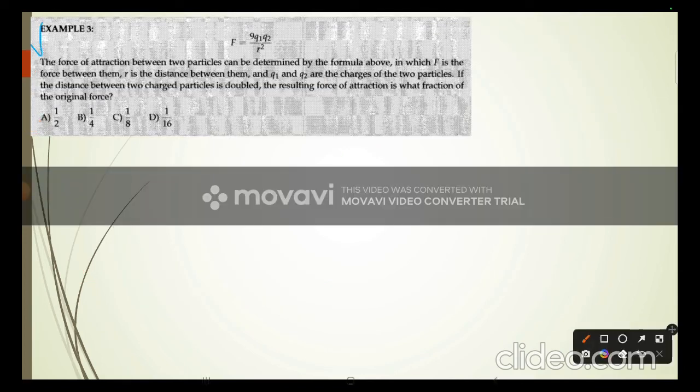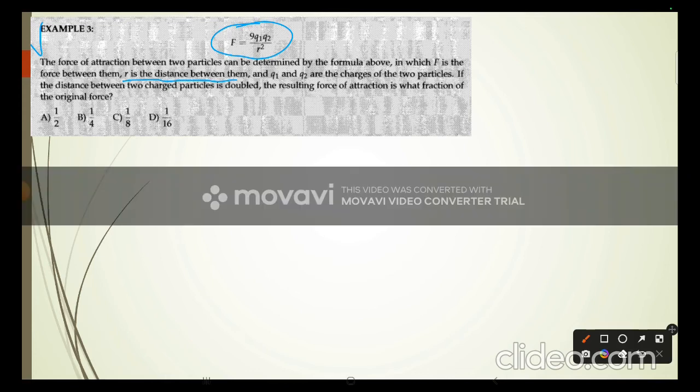The force of attraction between two particles can be determined by the formula above, in which F is the force between them, R is the distance between them, and Q1 and Q2 are the charges of the two particles. If the distance between two charged particles is doubled, the resulting force of attraction is what fraction of the original force?